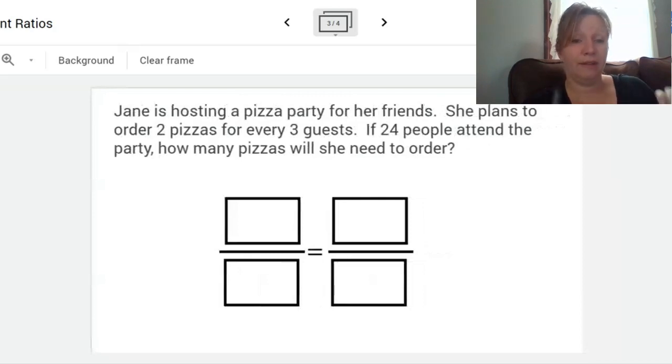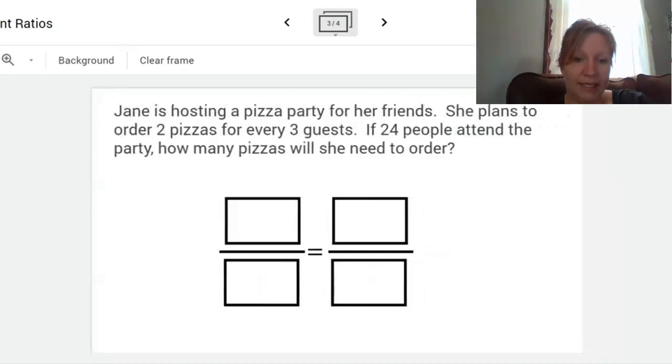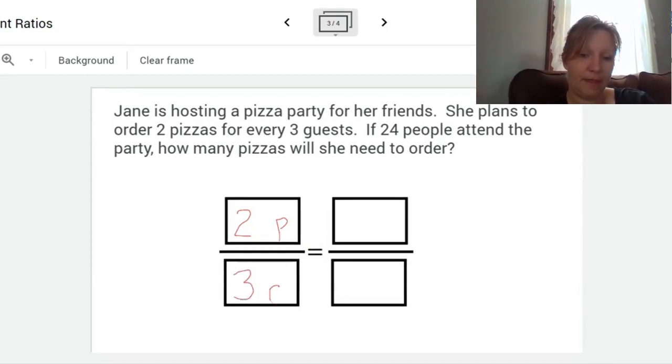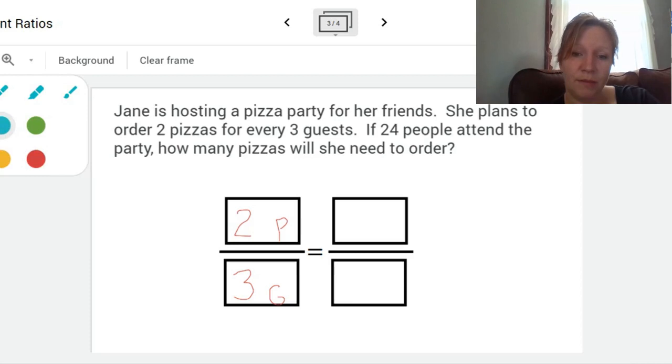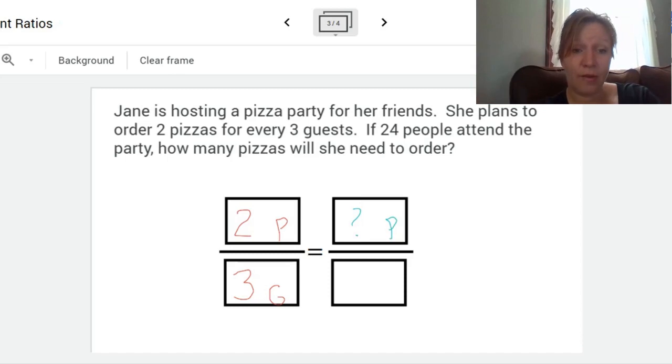So we're going to set up the given ratio, which is 2 pizzas. I'm going to put P for pizzas, matches 3 guests. So I'm going to put G for guests. And so then the part that they give me is 24 people attend, and the question, how many pizzas? So I don't know how many pizzas. So I'm going to put a question mark. That's what I'm trying to find, is the number of pizzas. I do know how many guests there were. There were 24 guests.